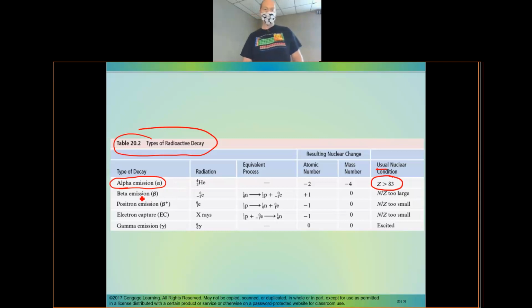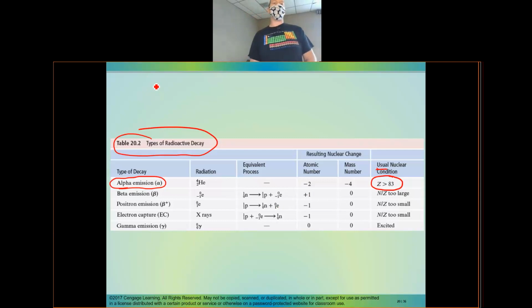protons. A beta emission, all right? So when you emit a beta particle, that is when your N over Z is too large. Okay, so we have atomic number plus 1.